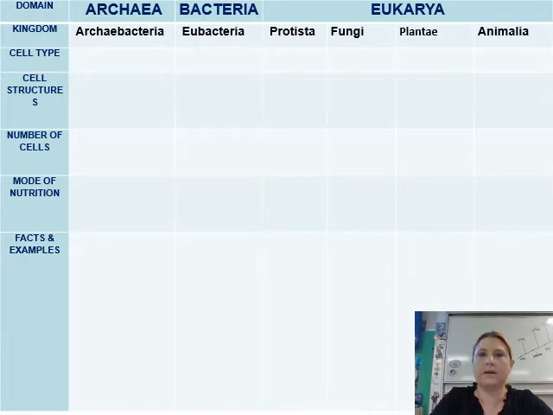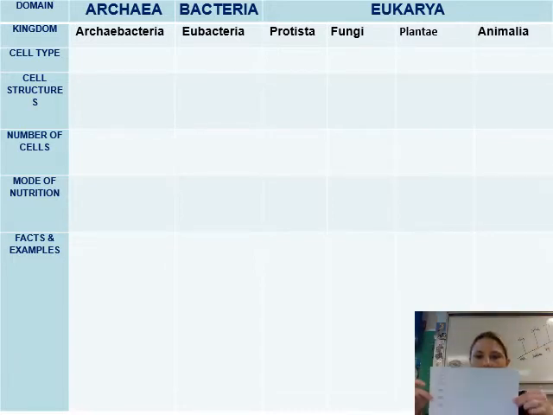Then we've got our kingdoms we're going to put under them. I've made this slide to show you exactly what you're going to put on the sheet. So archaea, bacteria, eukarya. Go ahead and write the kingdoms under here. We have archaebacteria, eubacteria, protista, fungi, plantae, and animalia. Those are the kingdoms that each of these fall into. You'll notice that archaea only has 1 kingdom, bacteria only has 1 kingdom, but eukarya has 4 different kingdoms. So it's going to involve a lot more organisms.